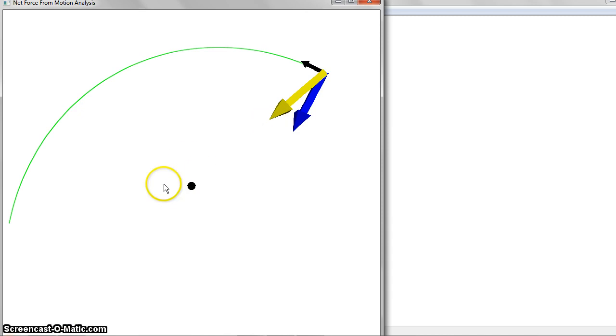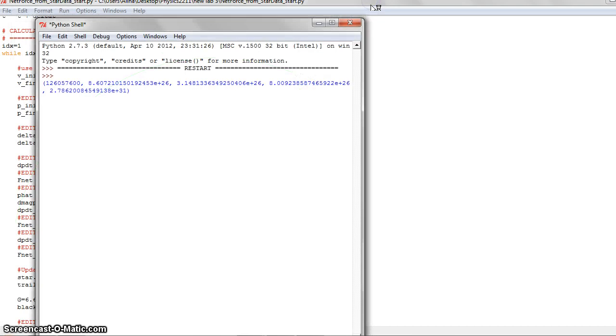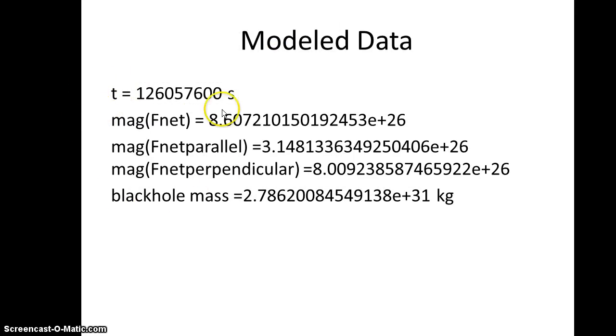So as you can see, this makes an orbit around the black hole. The yellow is the total net force, while the blue arrow is the F net perpendicular, and the black is the F net parallel. Given are also different values which are important for finding the mass of the black hole. The given data from VIDLE was the time, the magnitude of F net, the magnitude of F net parallel, the magnitude of F net perpendicular, and the mass of the black hole, which is approximately 2.7862 times 10 to the 31 kilograms.